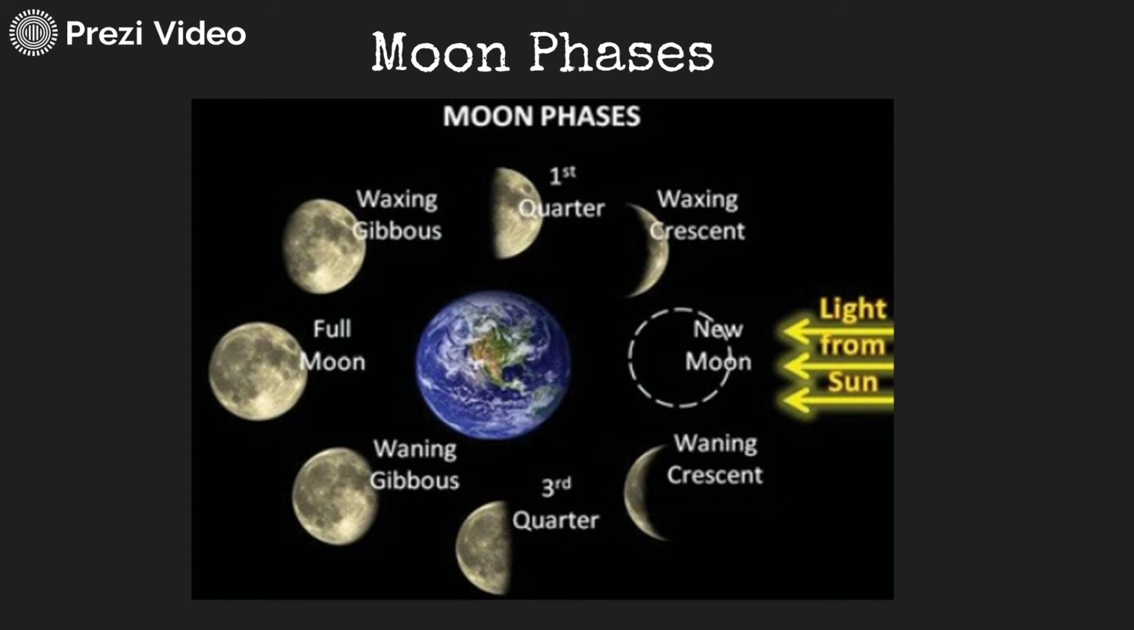Now this phase happens about once a month, so don't think of this as happening all in one night. This is a slow process, a gradual process, depending on the relation of the moon in its revolution around the earth and the earth's revolution around the sun.